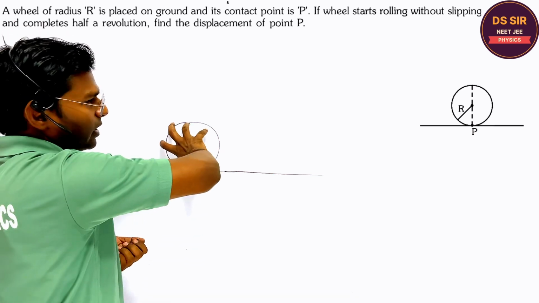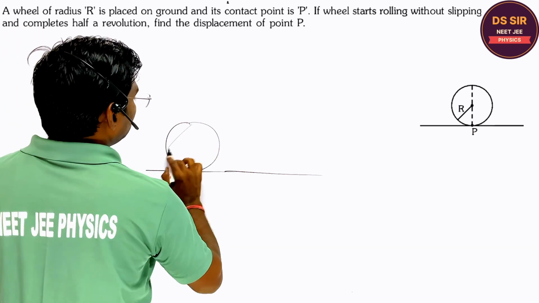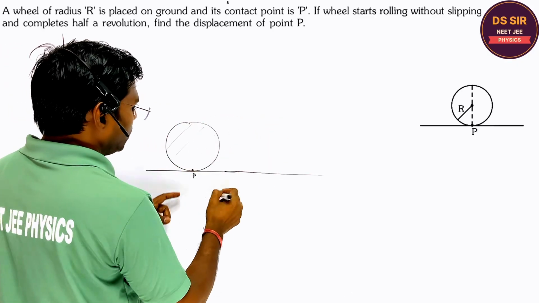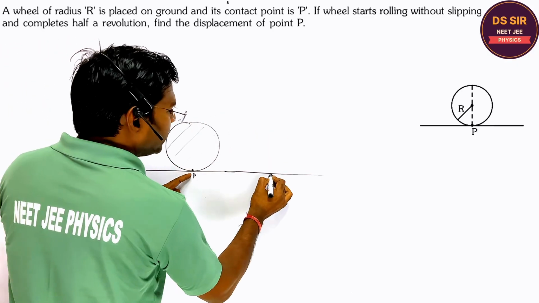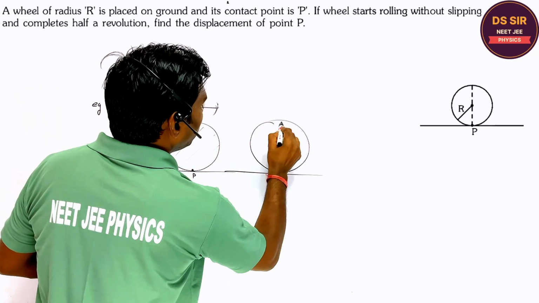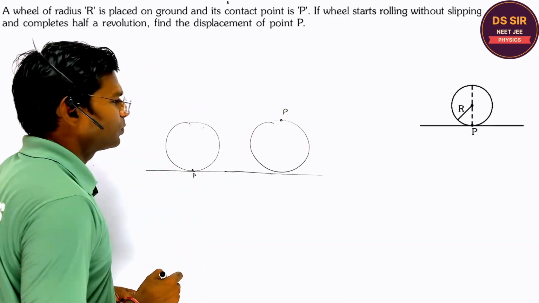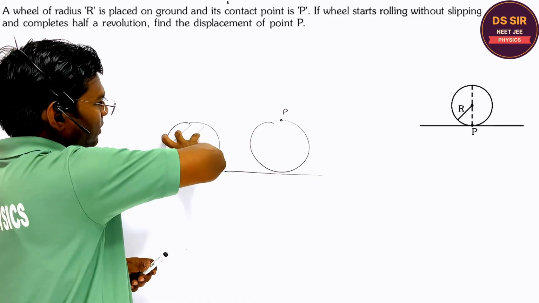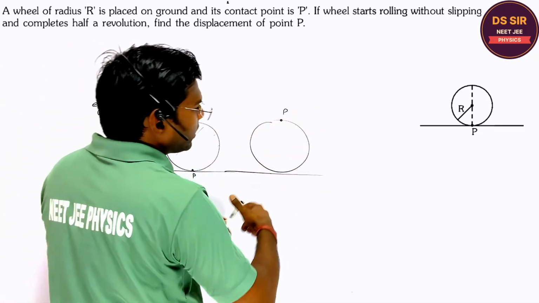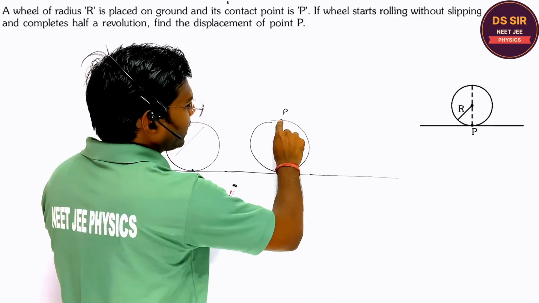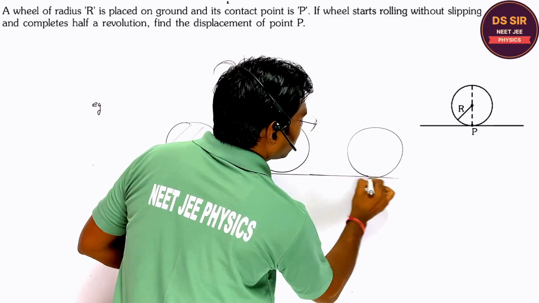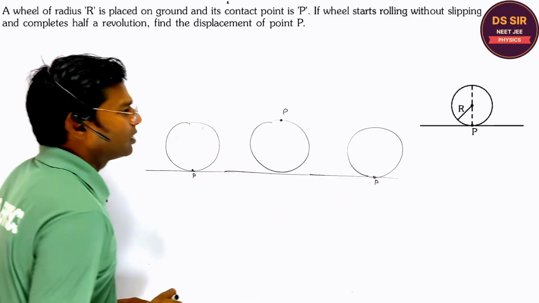Listen to one thing. If this is the circle or the disc, or the wheel, you can assume, it is moving like this. So when it completes the half circle, where will the point P reach? At this point. And in the remaining half circle, again this point P will come on the ground. Is it clear or not, you tell?